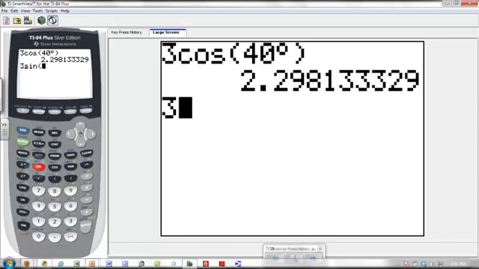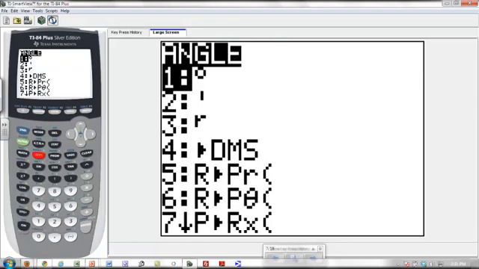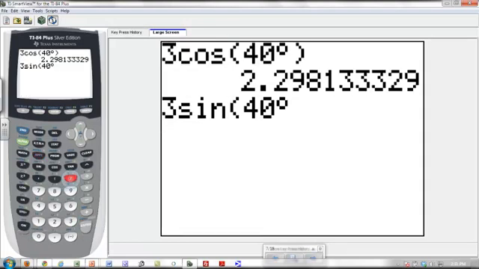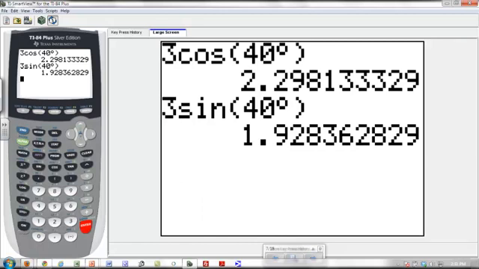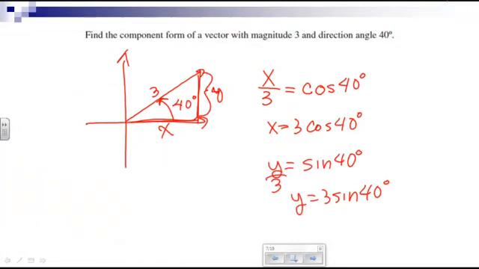How about the other one? 3 sine of 40 degrees. 1.928, and we'll round that to 3 decimal places as well. Were you okay with that? Really good? Maybe a trick that you didn't know? Maybe it was a trick you did know, I don't know. All right, so again, watch out for what quadrant you're in. Make sure that the answers make sense for the quadrant that you drew the vector.